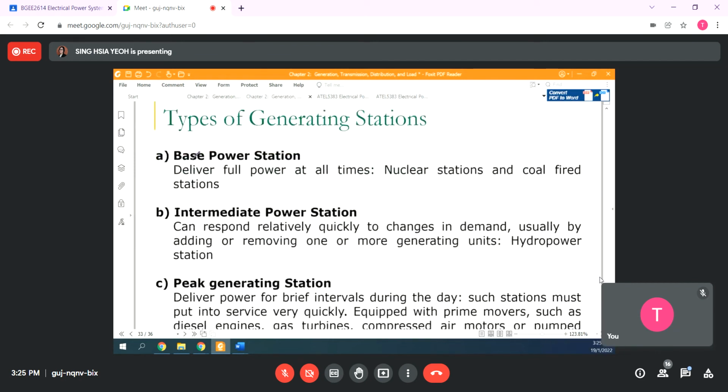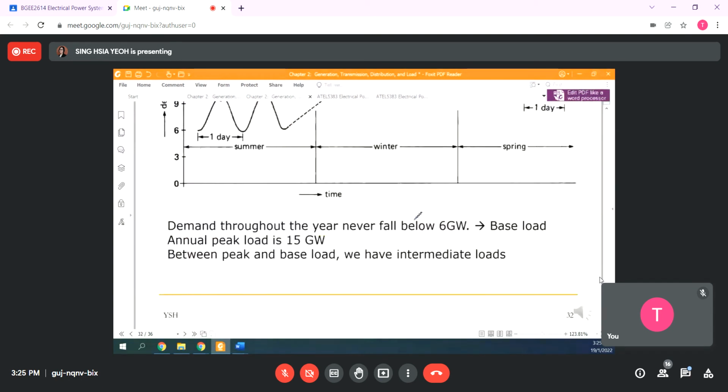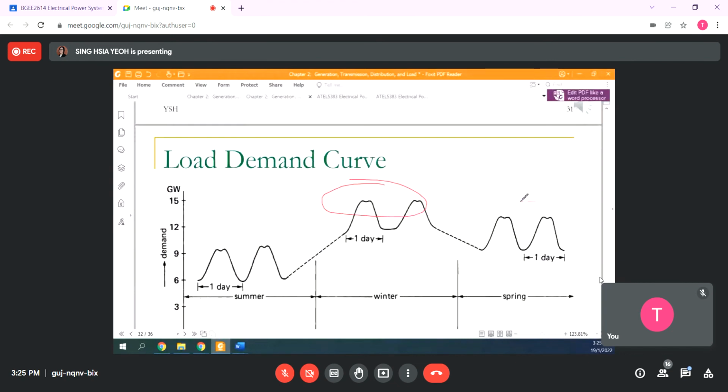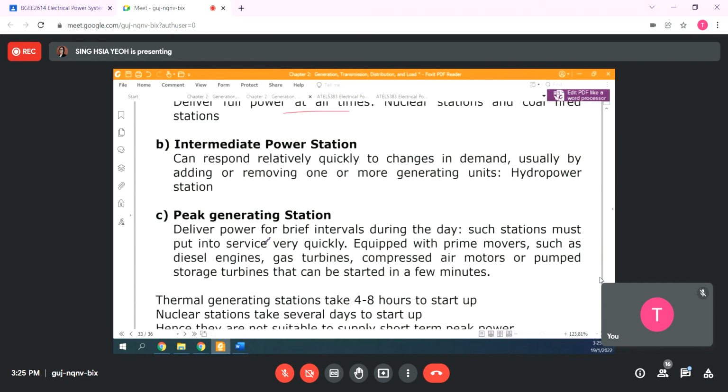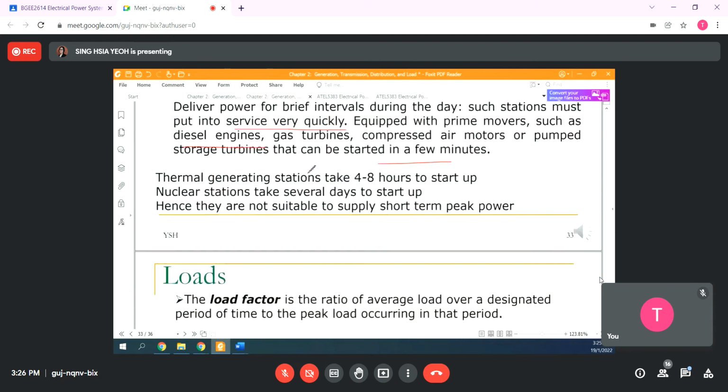So we have a few types of power stations: base power station, intermediate, and peak power station. The base power station normally you keep the power on at all times, you don't need to switch off the station. For the peak generating station, you only supply the power for the peak. Understand? So you need to start quickly, like your car engine. You turn it on, and in a few minutes it immediately starts and supplies the power. So we call this a peak generating station.